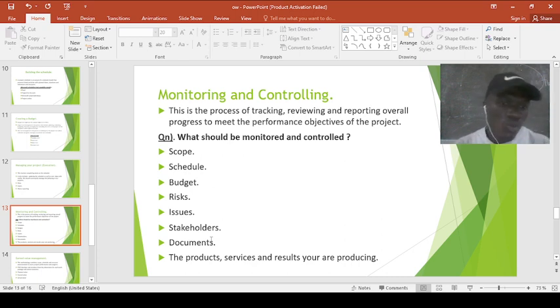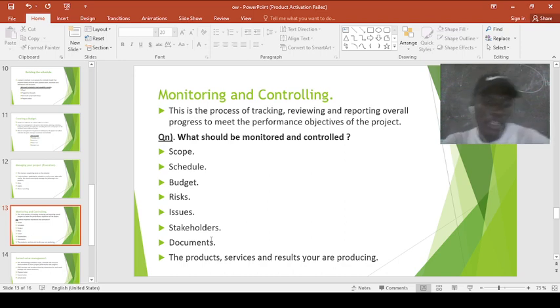So at the back of our minds, we can ask ourselves what should be monitored and controlled in our projects. We can monitor the scope, the schedule, the budget, the risks, the issues, and the stakeholders. We can also manage the documents of the report, and we manage the products, services, and resources, and the results we are producing.